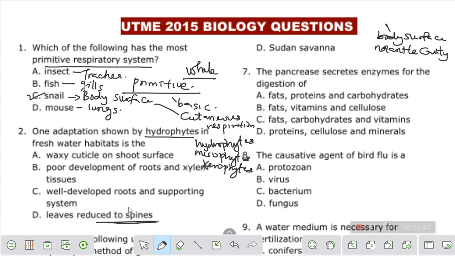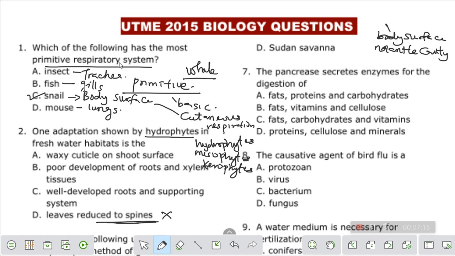They said well-developed roots and supporting system. They said waxy cuticle on shoot surface. We are still coming to that aspect. So what do you think will be the answer? That is adaptation shown by hydrophytes in freshwater habitat. Is it waxy cuticle? Is it poor development of roots and xylem? So the answer is poor development of roots and xylem tissues.